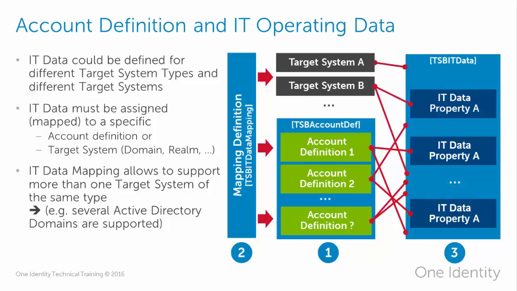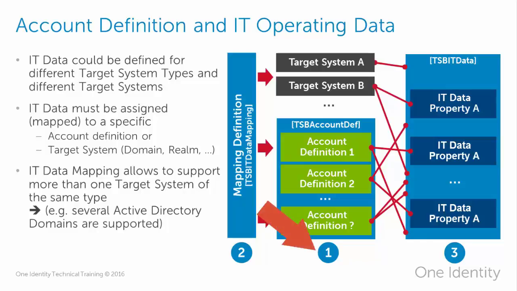At the end, this new flexibility in IT data mapping now enables me to do many new things. First of all, I can define as many mappings as I want to for different domains without any painful limitations. The second thing is that I now can define how IT data should work. Should it work domain-wide, that means for every account and every account type, or should it be bound on an account definition, which then means on an account type?